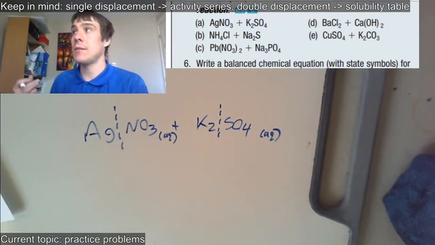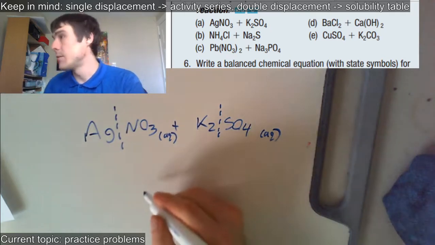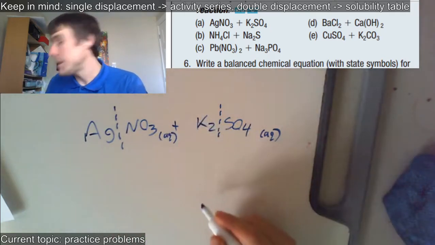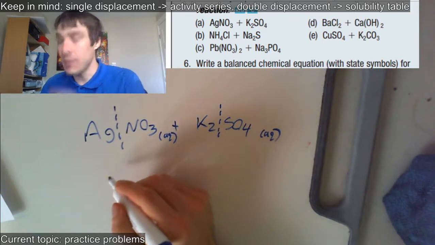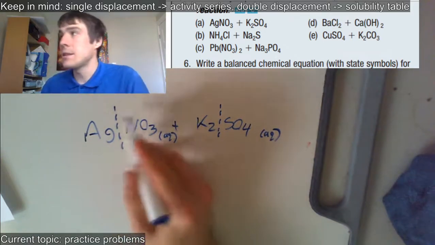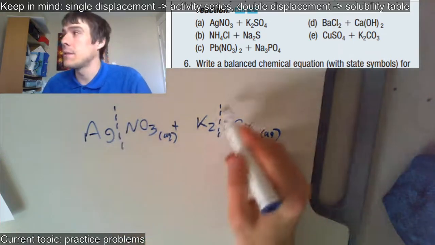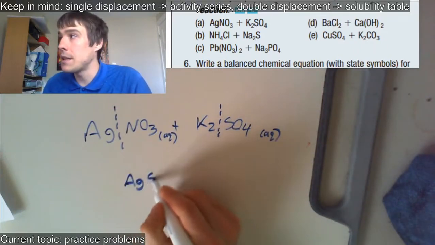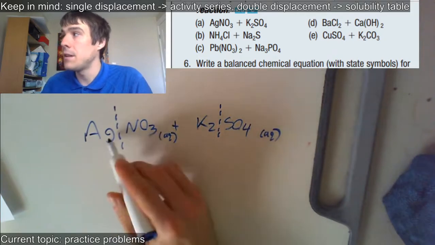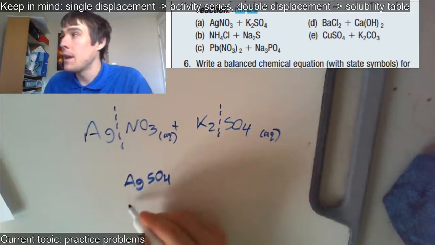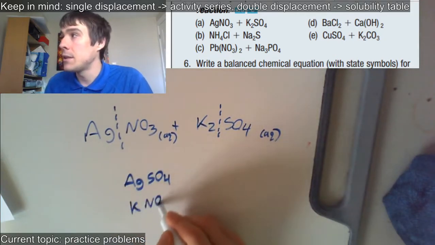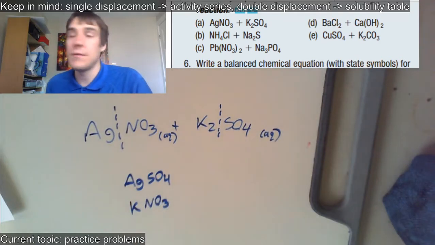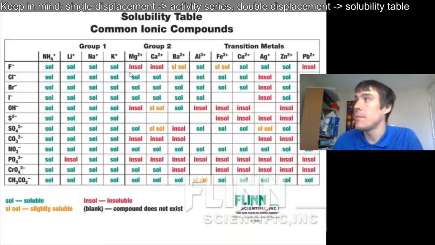Now we have to check whether all of these are actually going to react together, or if any of them are going to be insoluble. We don't need to check silver nitrate because we know it's already soluble. We don't need to check potassium sulfate because we know it's already soluble. But what we're going to check is silver sulfate, if the silver gets with the sulfate, and potassium nitrate, to see if either of those is insoluble, because if they are, we're going to get a precipitate. So let's have a look.